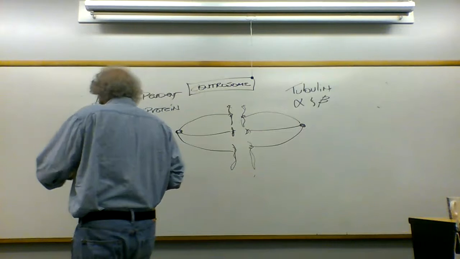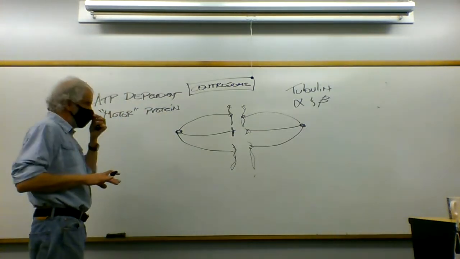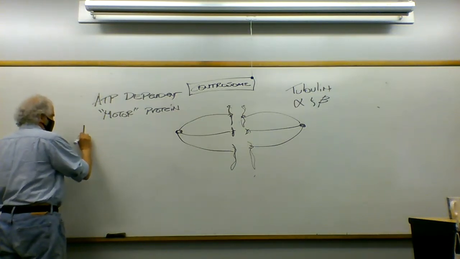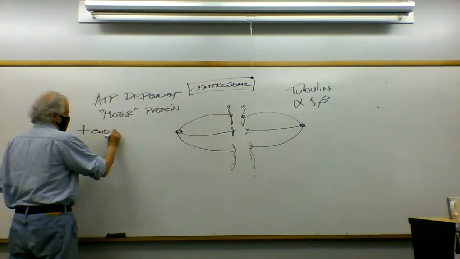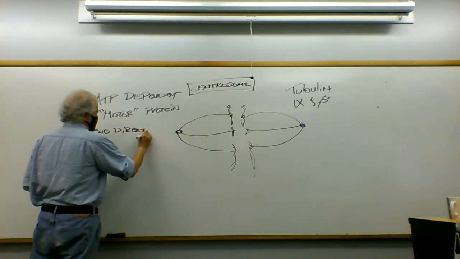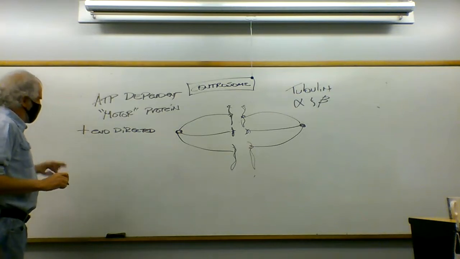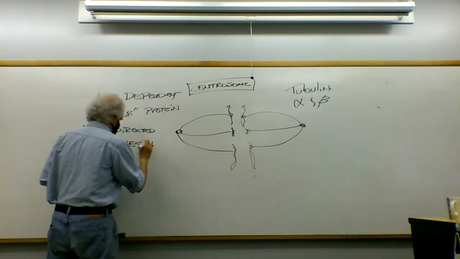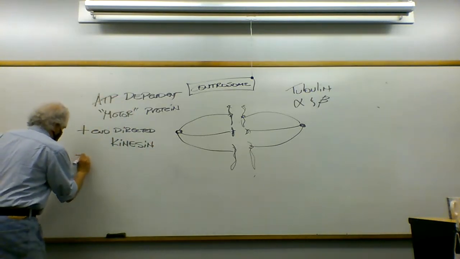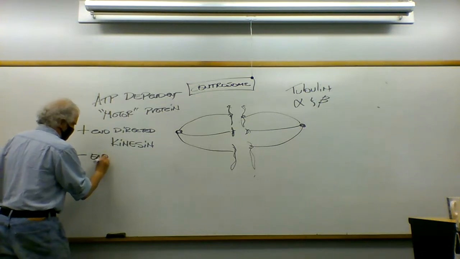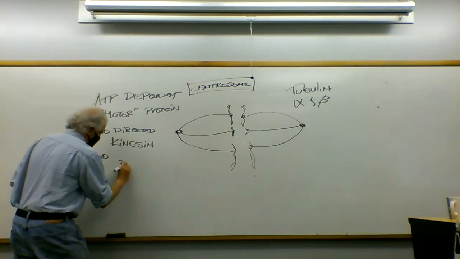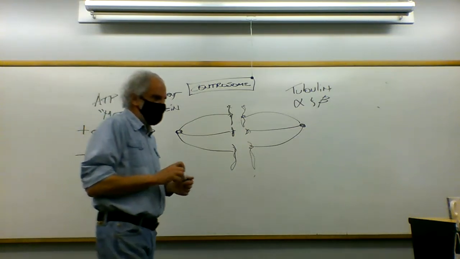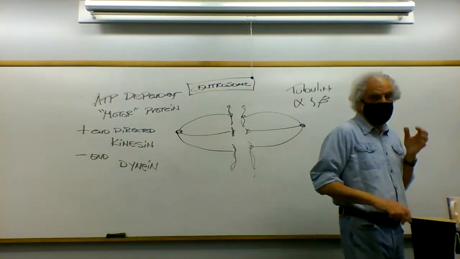And we've got two primary motors associated with tubulin, and they're referred to as being the plus end directed motor protein called kinesin, and the minus end directed protein known as dynein. Dynein and kinesin are the two primary motor proteins that are associated with microtubules.